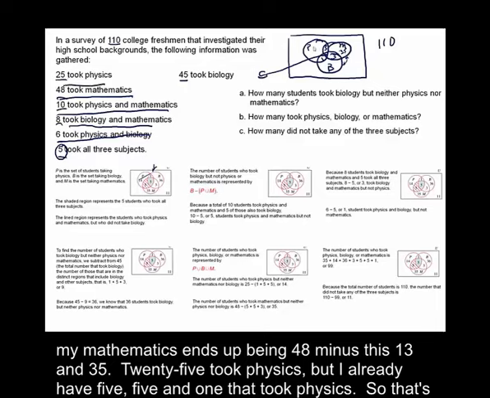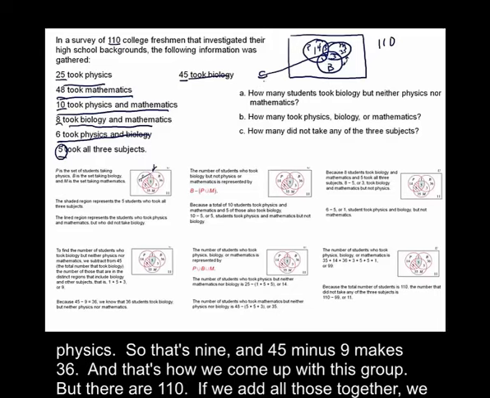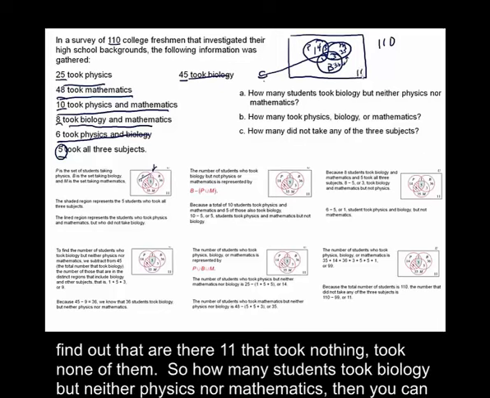25 took physics, but I already have 5, 5, and 1 that took physics. So that's 11, so that means I should have a 14 there. And 45 took biology, but I already have 5 that took everything, 3 that took math, and 1 that took physics. So that's 9, and 45 minus 9 makes 36. And that's how we come up with this group. But if there are 110, if we add all those together, we find out that there were 11 that took nothing, took none of them.